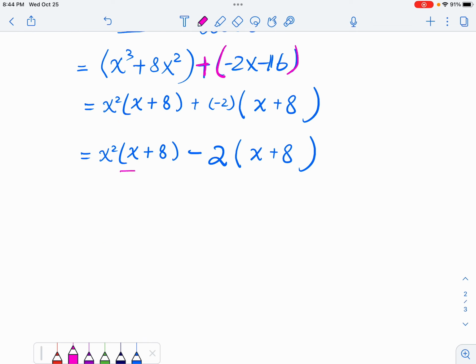Now, time for me to factor the x plus 8 out. So x plus 8 should be factored out. And I'm left with x squared, which is coming from right there, right? Because this is moved out. Now similarly, this is moved out. What are you left with? You are left with minus 2.